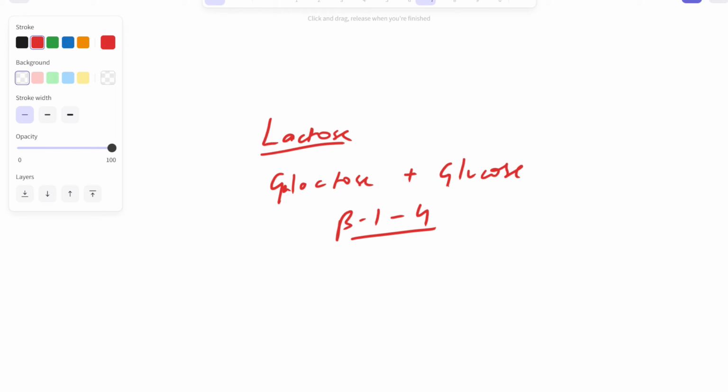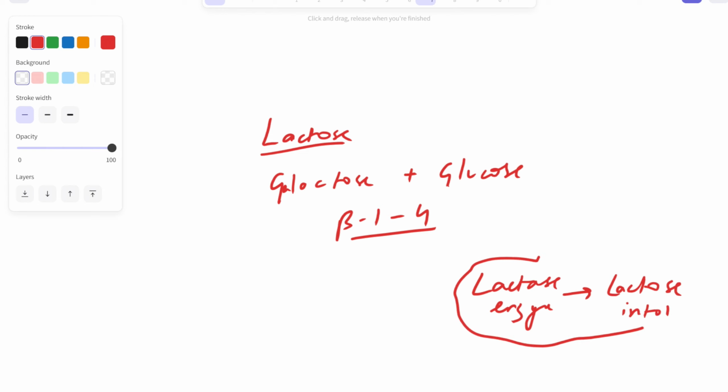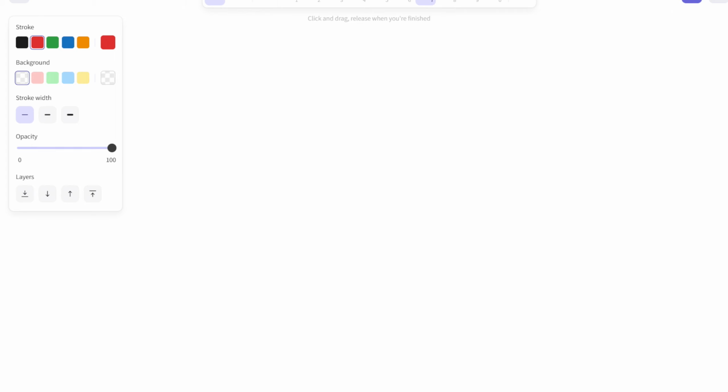Because the anomeric carbon of the glucose residue is free. Hydrolysis by the enzyme lactase in our small intestine is essential for digestion. A deficiency in lactase, common in many adult Indians, leads to lactose intolerance. Our Rohan from Rajasthan's problem. Undigested lactose ferments in the colon, causing gas, bloating, and diarrhea.